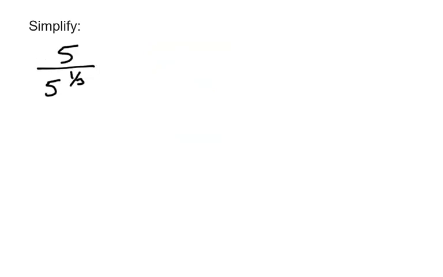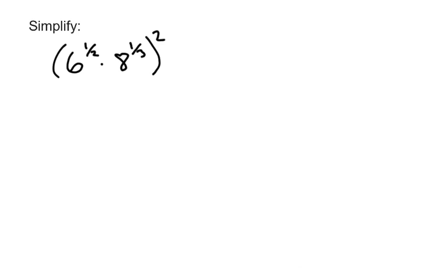Here we see division, so we're going to want to subtract. But remember, our power in the numerator, when we just have 5, is 1. So that's going to be 5 to the 1 minus 1/3. 1 minus 1/3 is 2/3, and we're done.